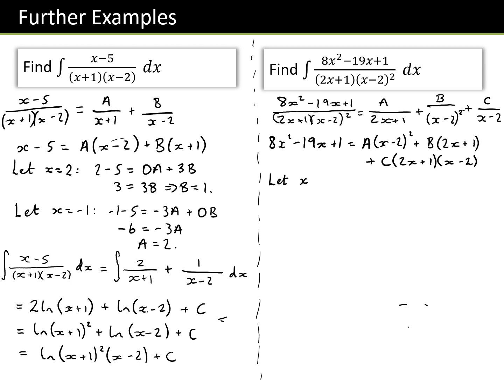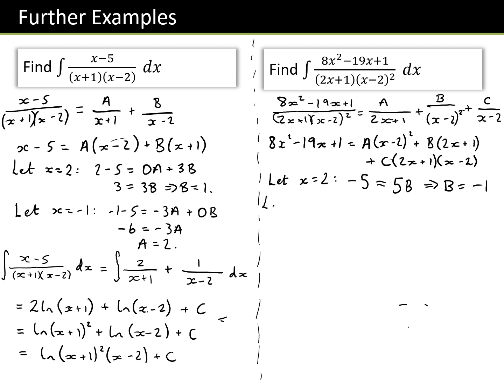So this one, if x is 2, A will disappear and C will disappear. So we'll just get B, won't we? So let's let x equal 2. So I'm going to grab my calculator just to speed this up. So 8 lots of 2 squared minus 19 lots of 2 plus 1 is equal to minus 5. We've got 0 A's. We're going to have a B, aren't we? 2 lots of 2 is 4 plus 1 is 5. So we've got 5B and we've got 0 C's, haven't we? So B is going to be minus 1.